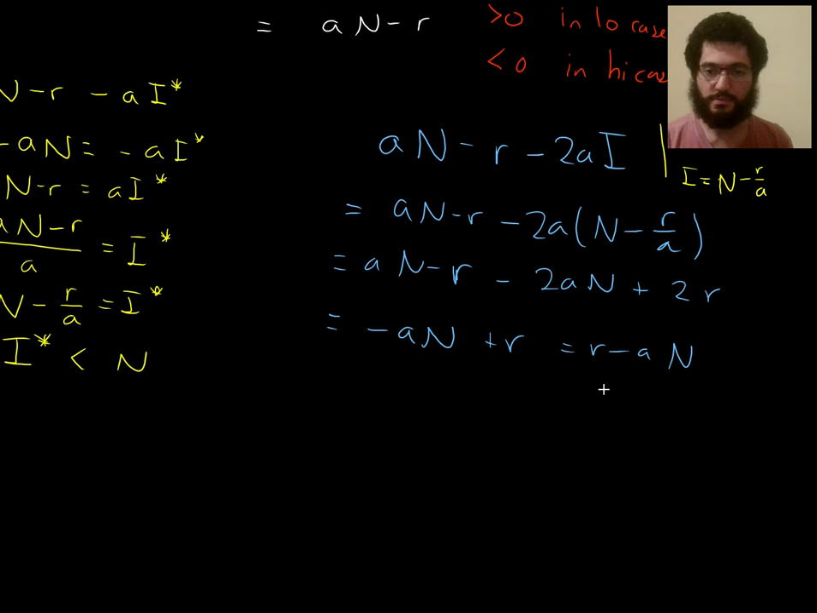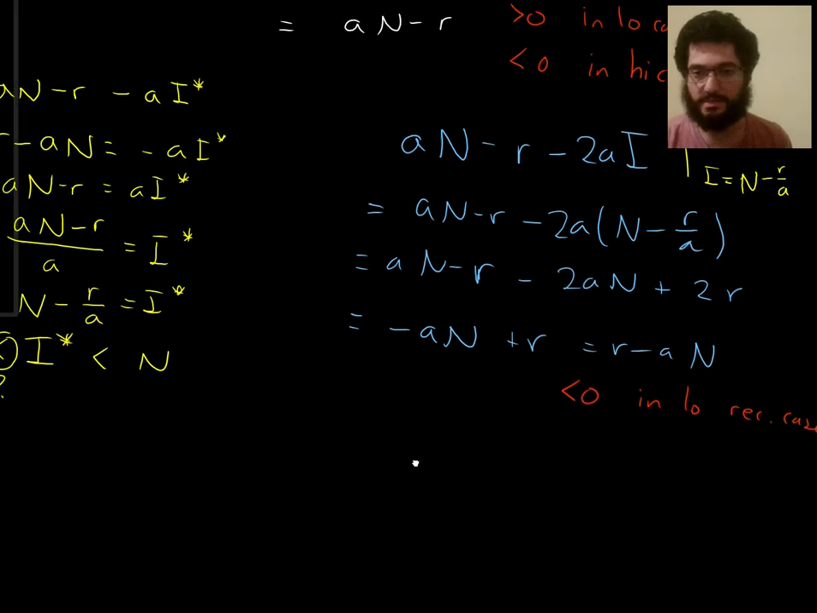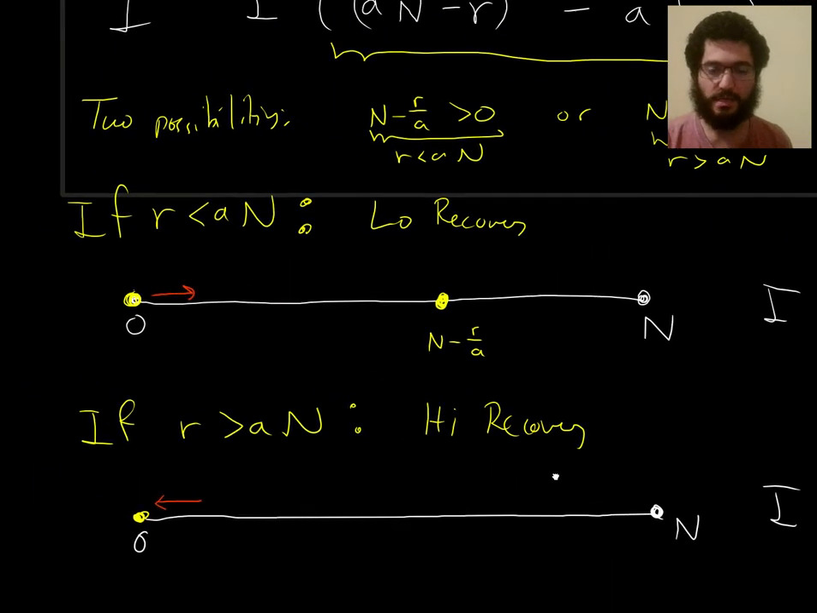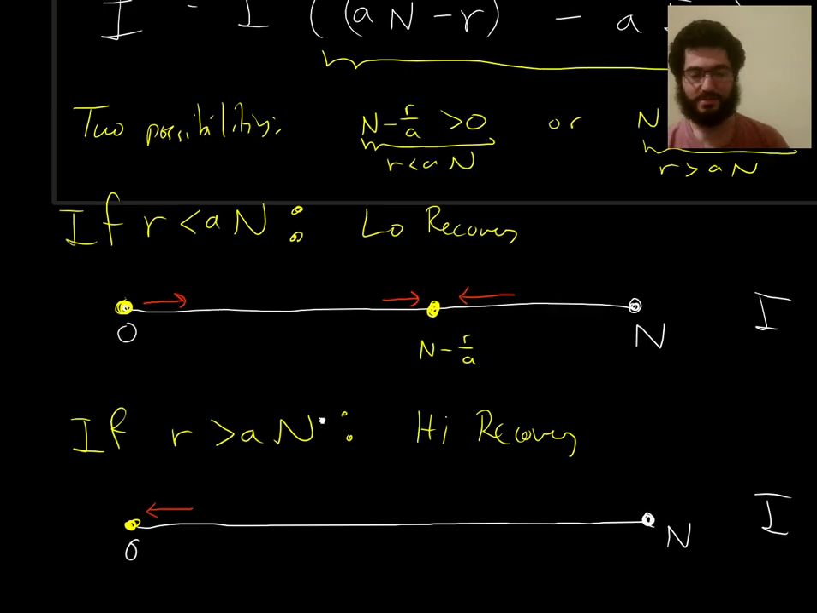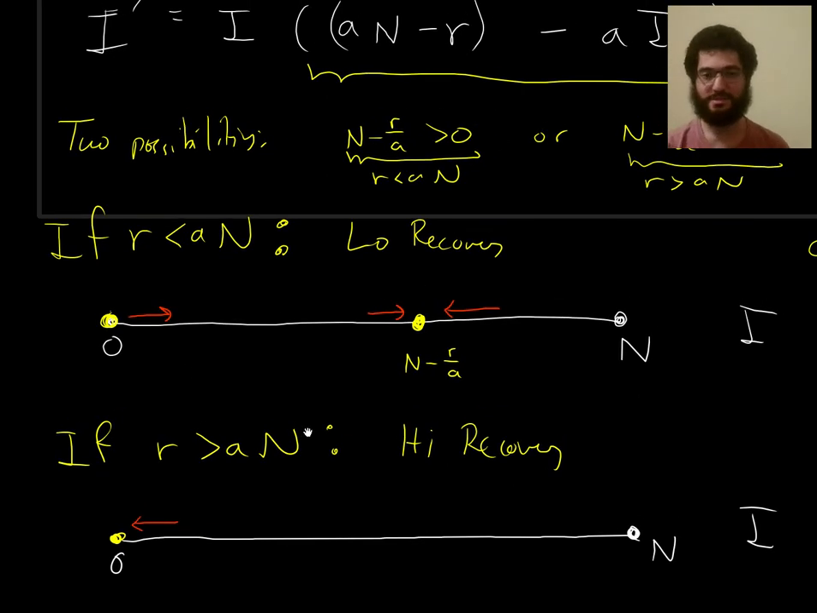So this will be negative in the low recovery case. And that's the only case that I care about. So negative refers to stability. So something like this. All right, so that is our phase line diagram.